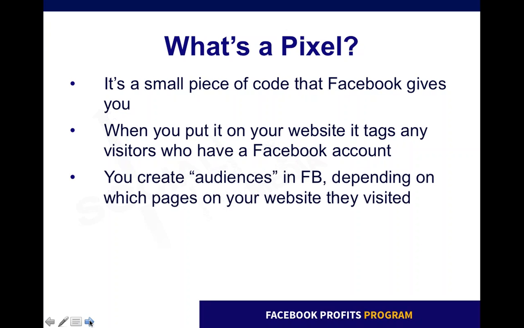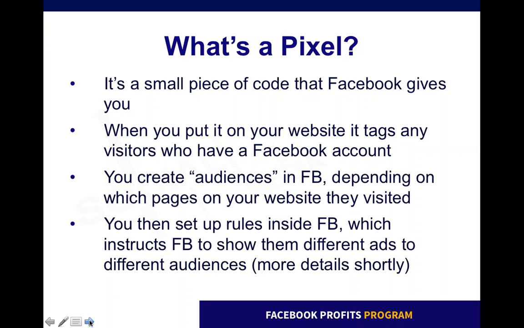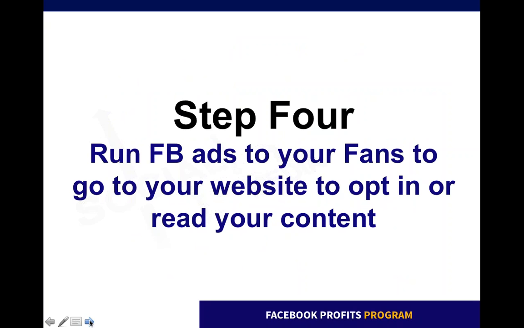What you can do after this is you can go inside Facebook and create audiences depending on which pages on your website someone visited. Then the next step after that is to set up rules inside Facebook, which instruct Facebook to show different ads to different audiences. I know this is going to sound complicated, but I will show you more about that and we'll break it down in a minute. I just need you to know that we get a little bit of pixel code, we're going to put it on our website. So we've got the people that like our page, we've now got content on our website, we've got that little pixel on our website as well.